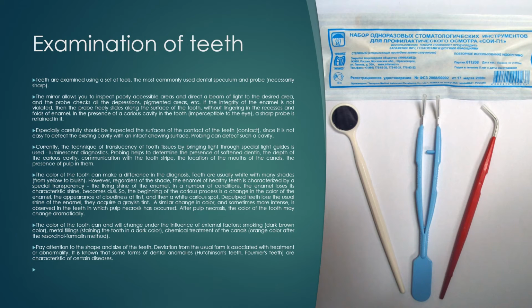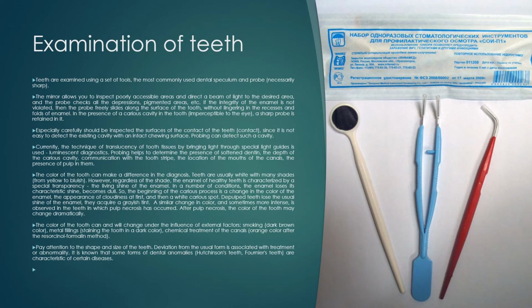Examination of teeth. Teeth are examined using a number of tools, which most usually are the dental mirror and probe. The mirror allows you to inspect poorly accessible areas and direct a beam of light to the desired area. And the probe checks all the depressions, pigmented areas of the teeth, and whether the integrity of enamel is violated. The probe slides along the surface of the tooth. If the integrity of enamel is violated and there is a carious cavity, the probe is retained in the carious cavity.